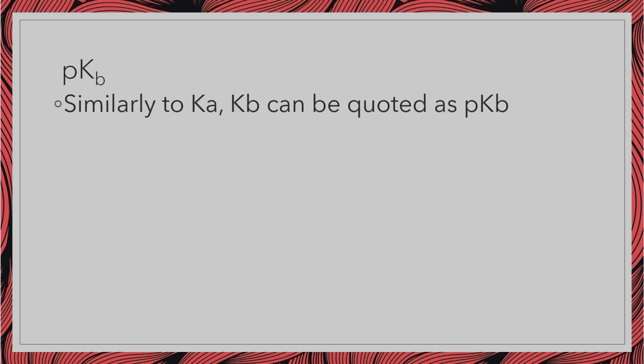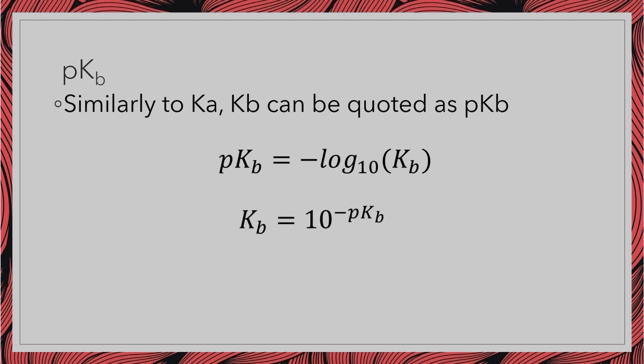Okay, so for pKb, this is rarely in the HSC, but still good to know because it provides us an alternate method with finding what we need. It's very similar to Ka. Kb can be quoted as pKb, which is just the negative log 10 of Kb. And so to find Kb, it's 10 to the negative pKb.